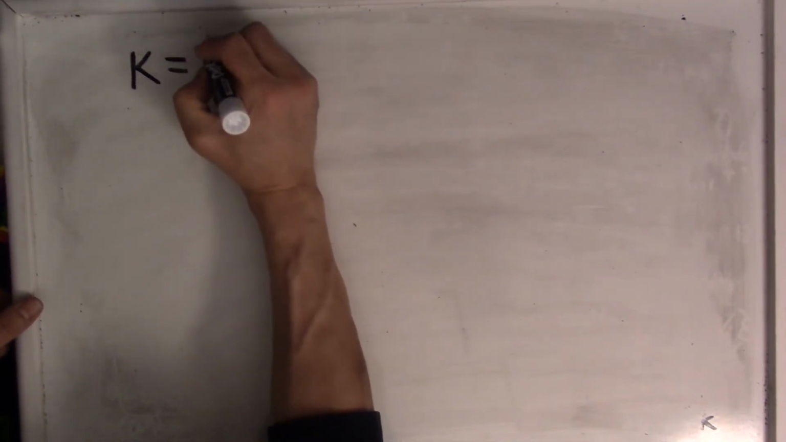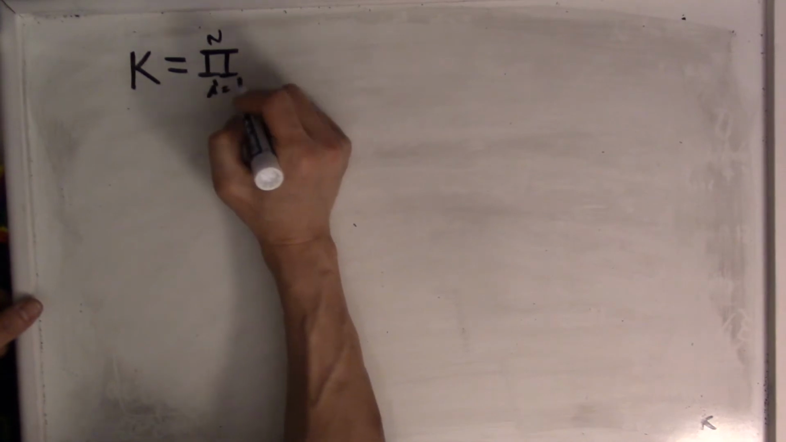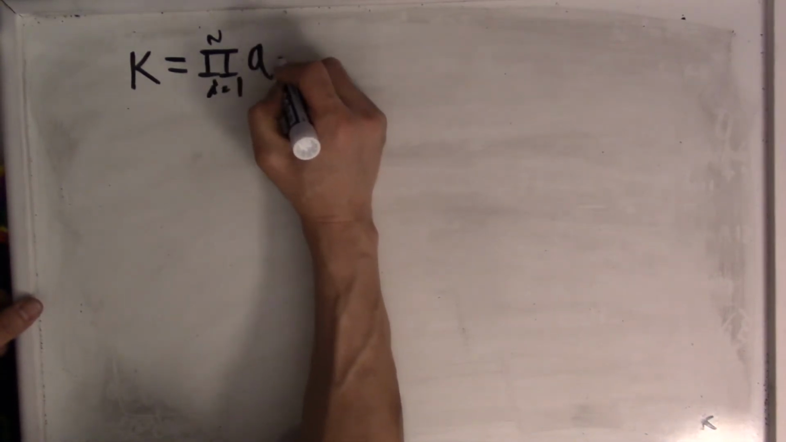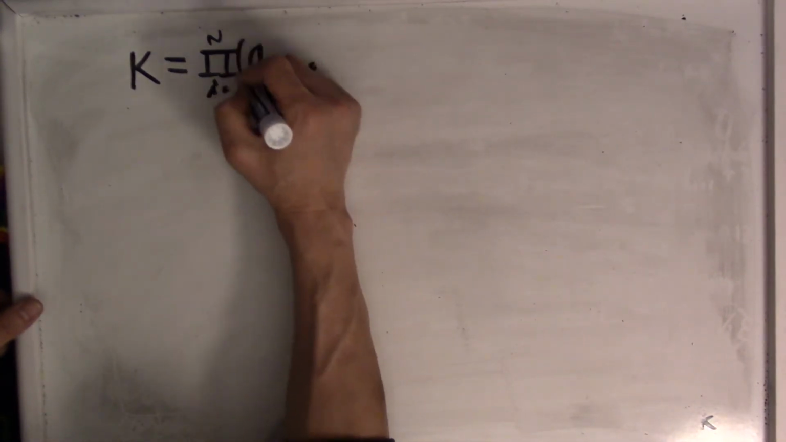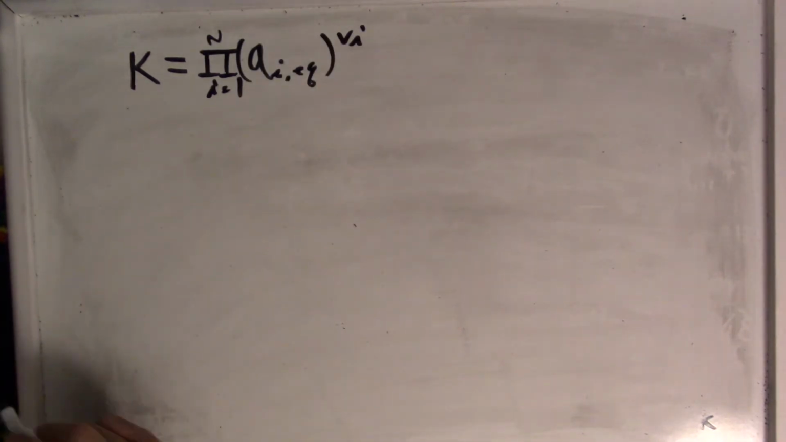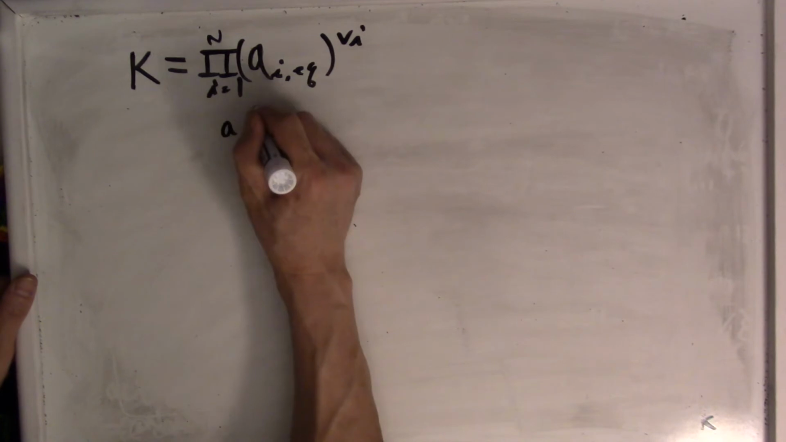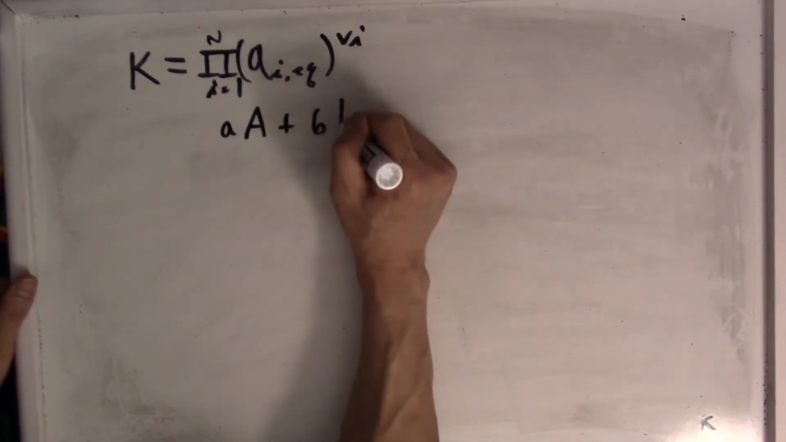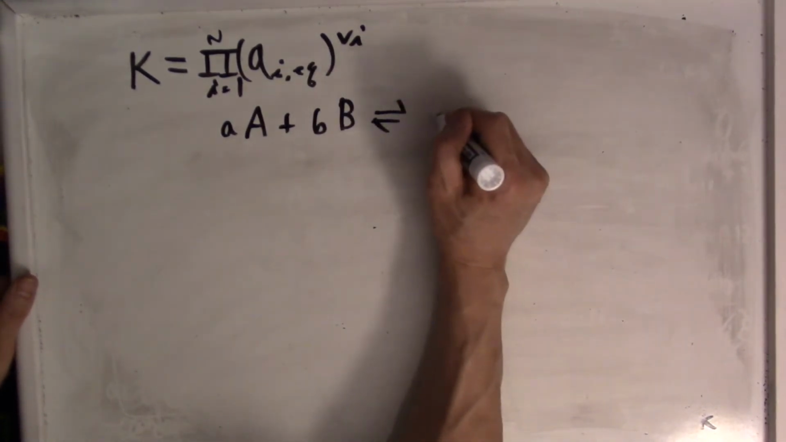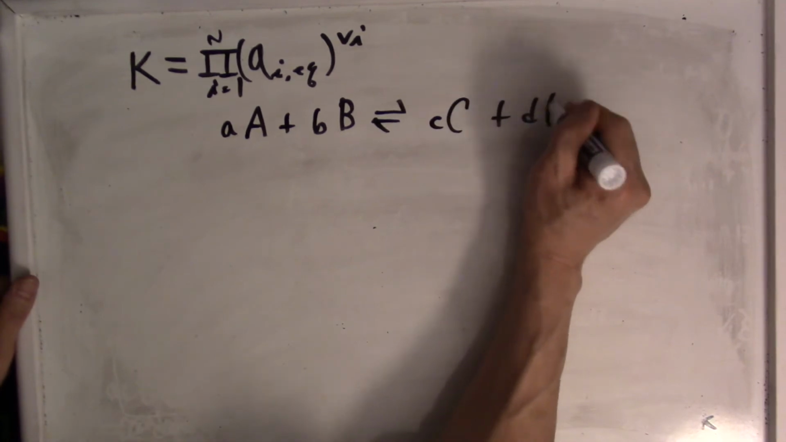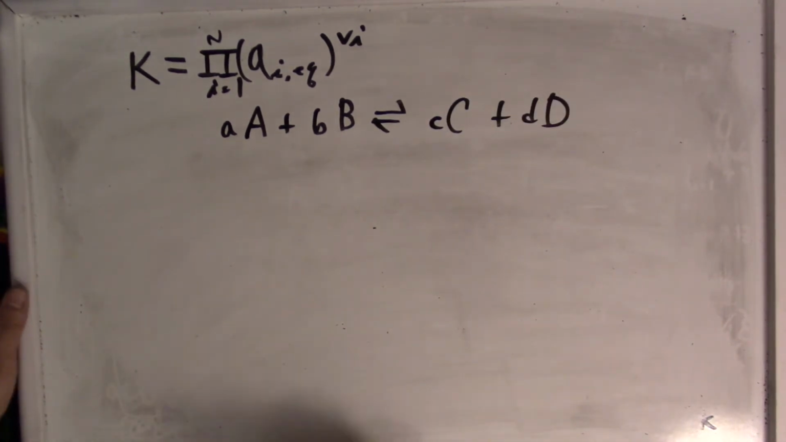All right, so here you have the product over i equals 1 through n of the activity of i at equilibrium, raised to the power nu_i. What does it mean? Let's think about this for the case of aA plus bB going into equilibrium with cC plus dD.